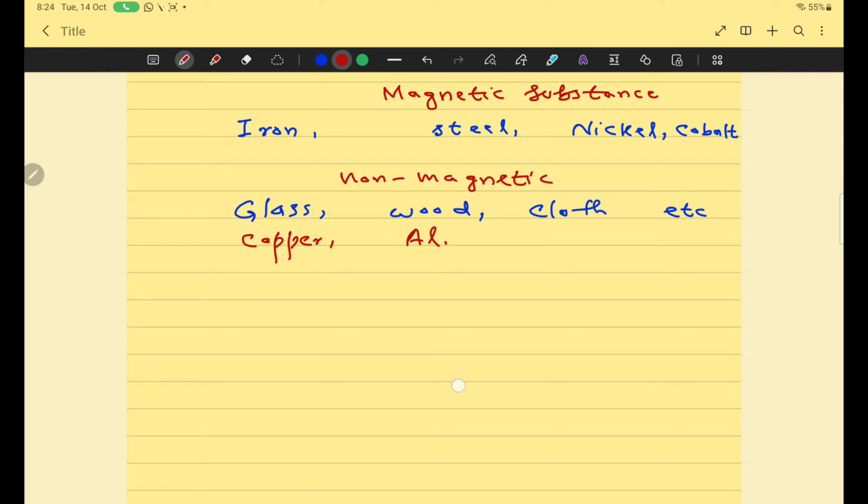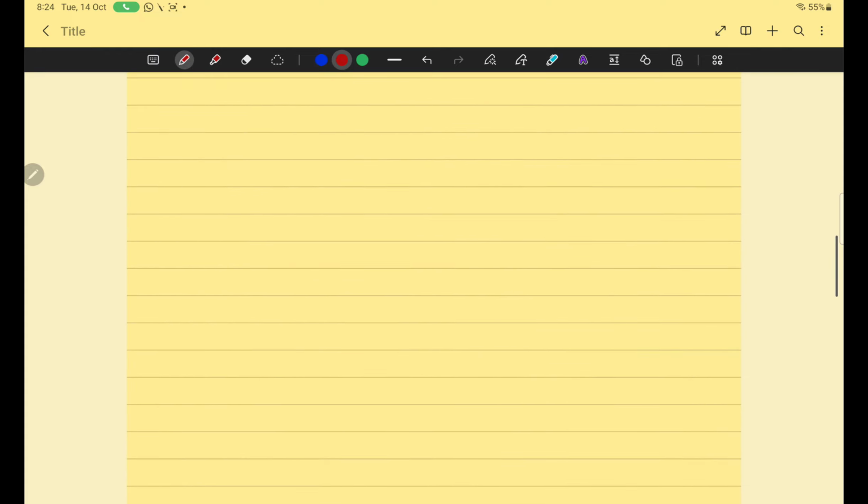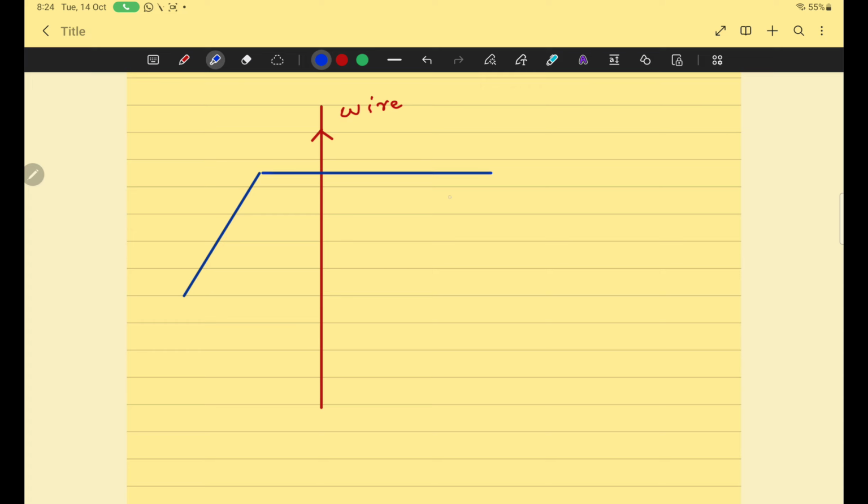Okay. And now if we talk about electromagnet, sir, what is electromagnet? So if you pass electric current through a wire, consider this is a wire, and this wire is carrying electric current, and if you pass this wire through a cardboard, consider this is a cardboard.